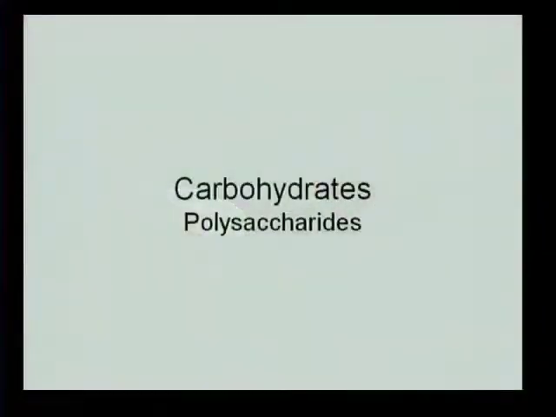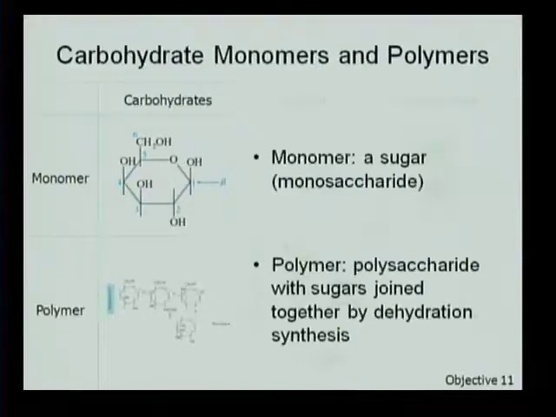So far, we've looked at the monosaccharides, the pentoses and the hexoses. So we had ribose and deoxyribose as pentoses, and we had glucose, fructose, and galactose as hexoses. We put those together in different combinations and made disaccharides. So we had the disaccharide sucrose, the disaccharide lactose, and the disaccharide maltose. Now we're going to string them together into even bigger combinations, and those bigger combinations we're going to call polysaccharides. So the next objective, objective 11, is to look at polysaccharides.